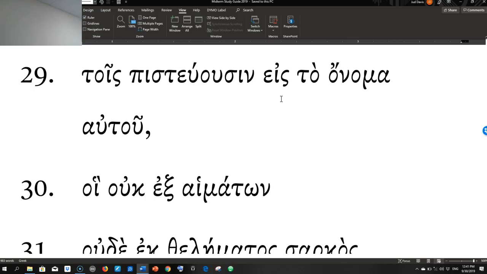Don't we teach people that belief is something you do when you're six years old and you walk down the aisle at camp and just put trust in that? The New Testament knows nothing of that. That's something we've invented. This is to those believing in His name. It definitely speaks about our culture.